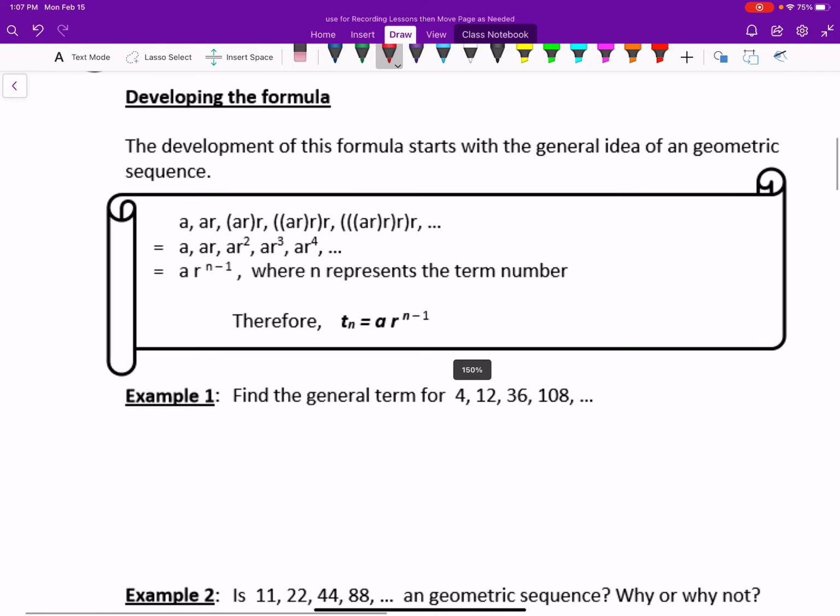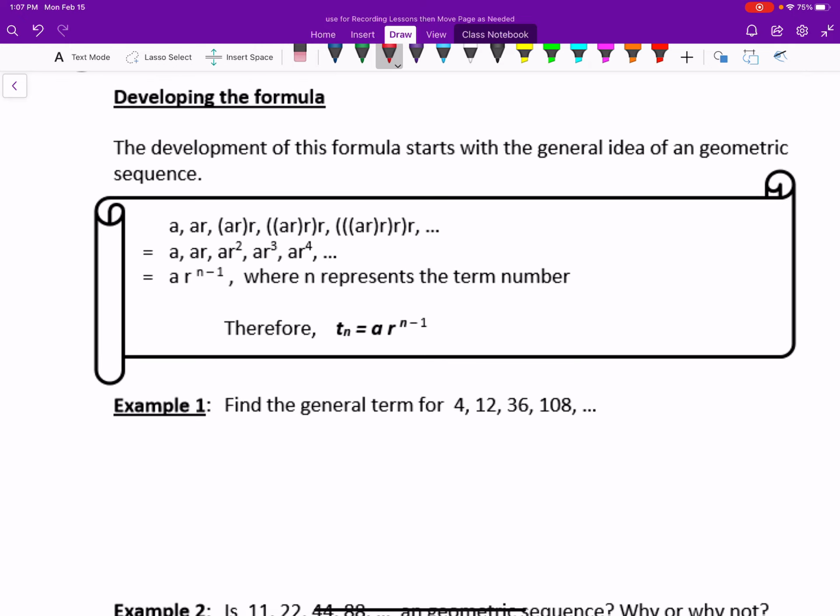So where does the formula come from? Well, again, if we think about a sequence, if our first term is A, and then our second term is going to be R times that, so A times R. And then our third term is going to be R times the term before it, so AR times R. And then the next term would be AR times R times R. We're going to multiply each term by R. It's going to get R times bigger.